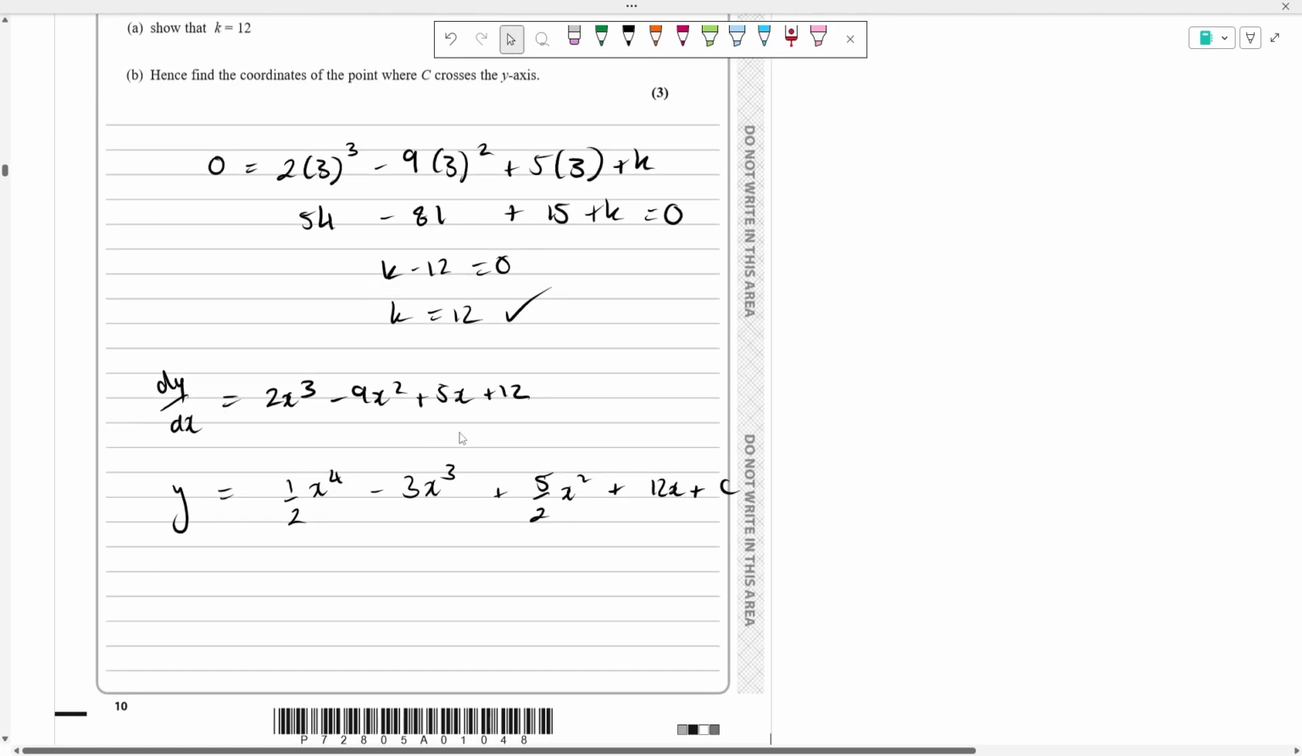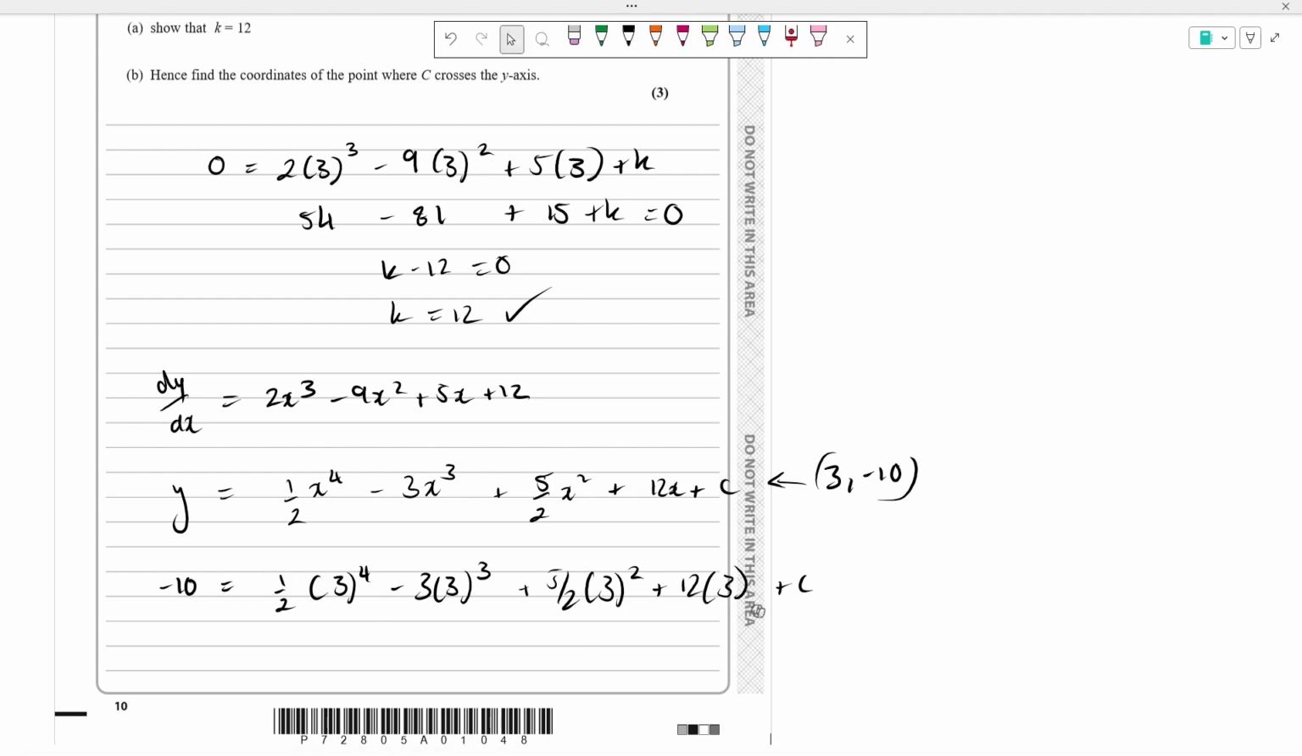And essentially we're working out the value of c. So we just substitute (3, -10) into this equation, and that's going to give us -10 is equal to a half times 3 to the power of 4 minus 3 cubed plus 5 over 2 times 3 squared plus 12 times 3 plus c. And we need to go ahead and rearrange this for c, and I'll quickly type that into the calculator.